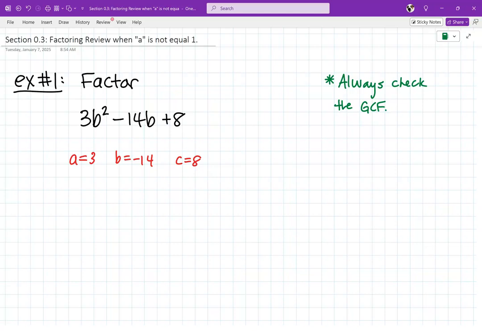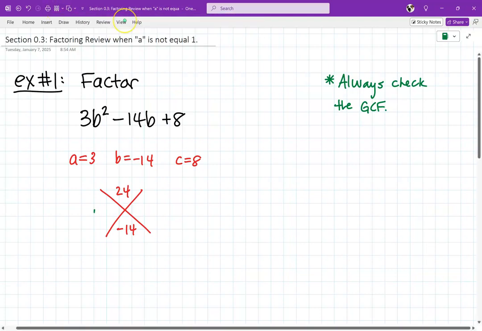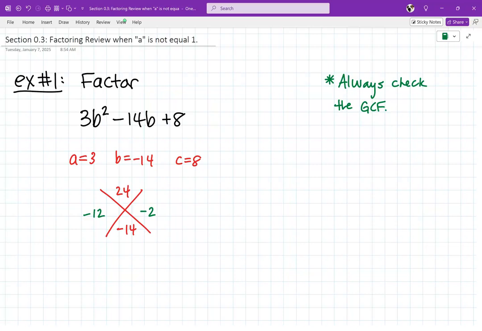Okay, so now that I have those three numbers, I'm going to do the x method here. So a times c, that's going to be 24, and b is negative 14. Now, in this case, two numbers that multiply to 24 that add up to negative 14, I can use the numbers 12 and 2, but both of them being negative, because negative 12 times negative 2 is a positive 24, and negative 12 plus negative 2 is negative 14, right? So they add to the bottom number, they multiply to the top.